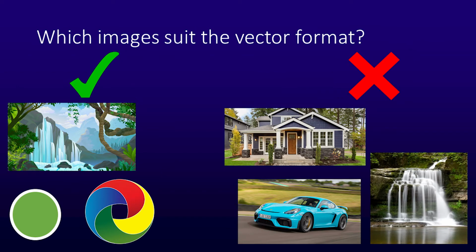Vector's shortcoming is the same as bitmap's strength, that is creating realistic imagery. When it comes to this, bitmaps are clearly the most suited because you can't really create something as detailed as a waterfall with mathematical lines and curves unless it was a cartoon waterfall.